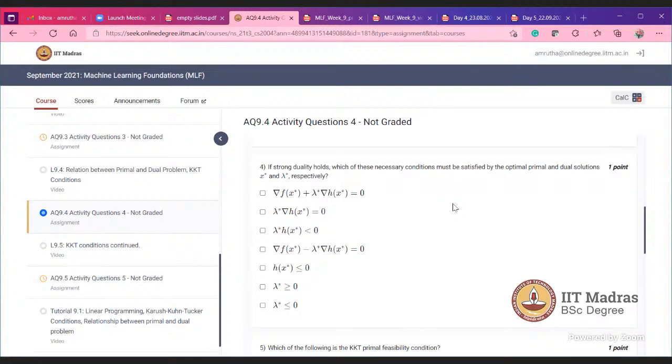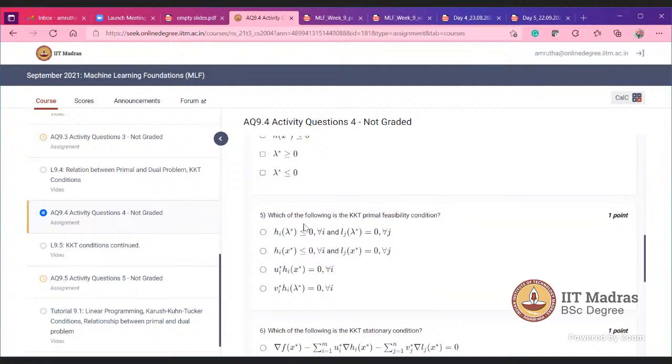Third and fourth are not correct. And this is a primal feasibility. Fifth is correct. Last is correct. This is dual feasibility. So the first is your stationarity condition, second is your complementary slackness, and this is your primal feasibility, and lambda star less than or equal to 0 is your dual feasibility.